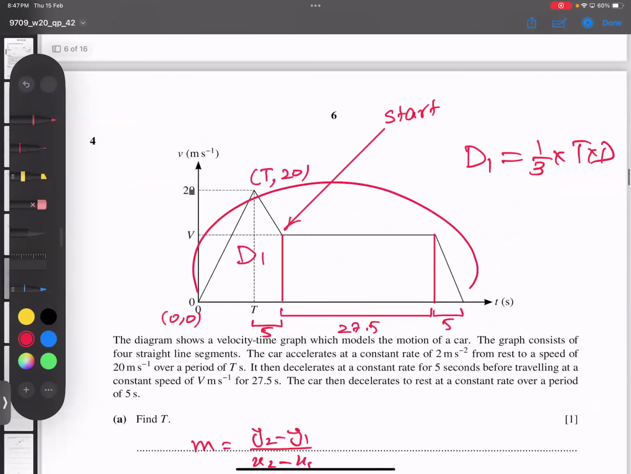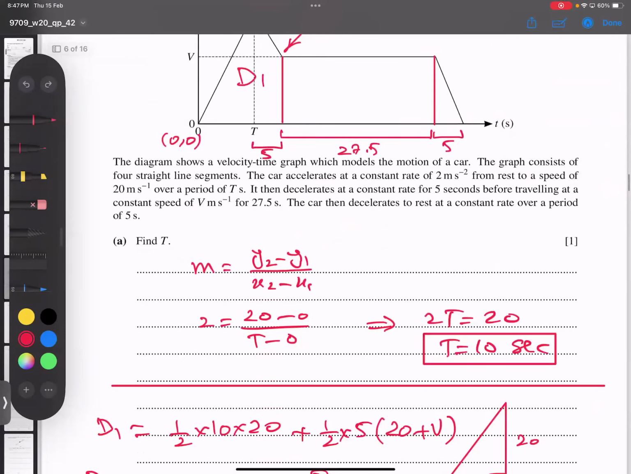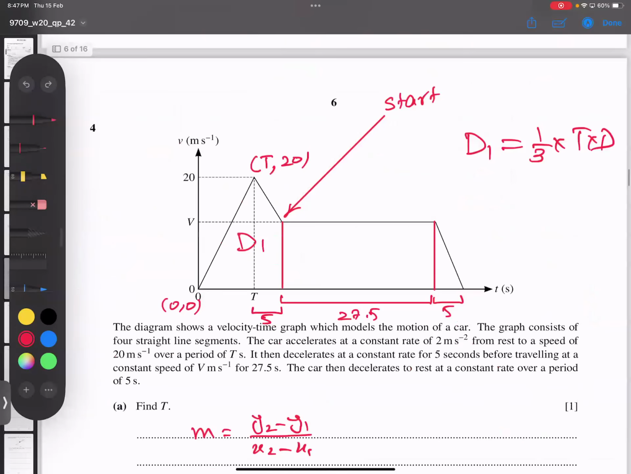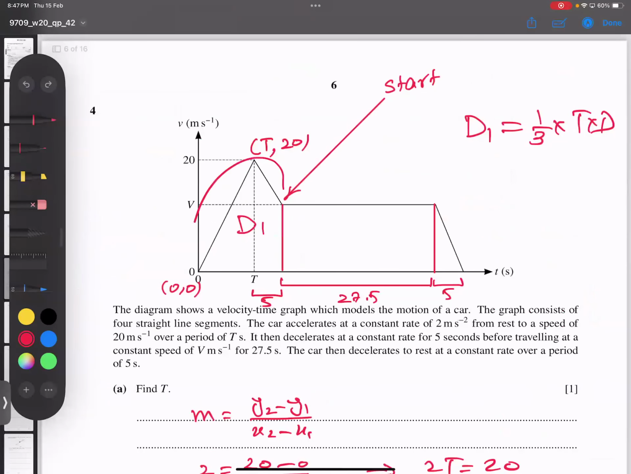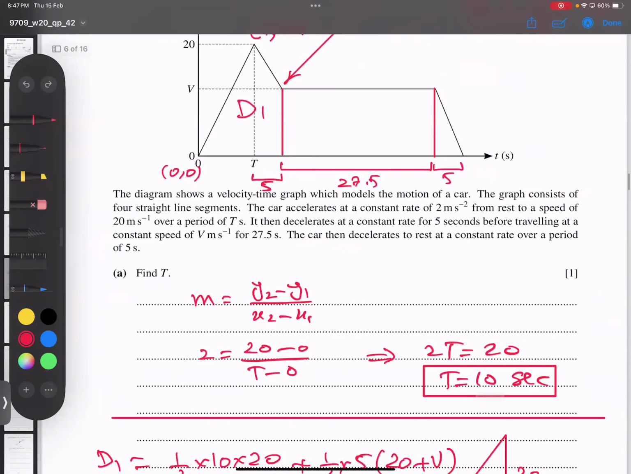Total distance means all distance, right? So total distance, let's try to find it. First of all, D1, I got it. How to get total distance? In the total distance, to this D1 I must add this one distance and this one. So I am going to find the total. D1 is very clear.